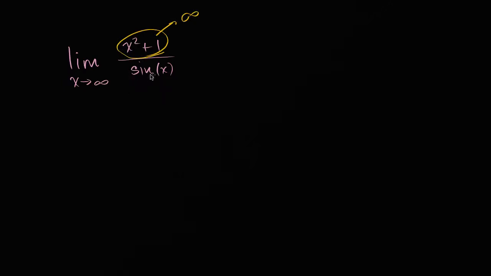Now what's happening to the denominator here? Well, sine of x, we've seen this before. Sine of x and cosine of x are bounded. They oscillate between -1 and 1. So -1 is going to be less than or equal to sine of x, which is going to be less than or equal to 1. So this denominator is going to oscillate.